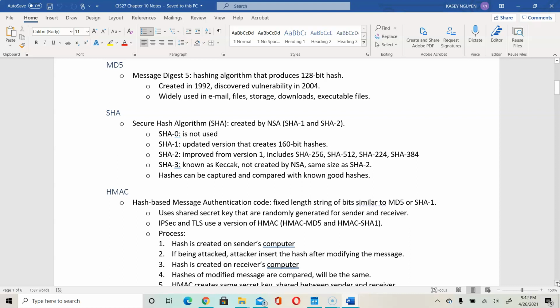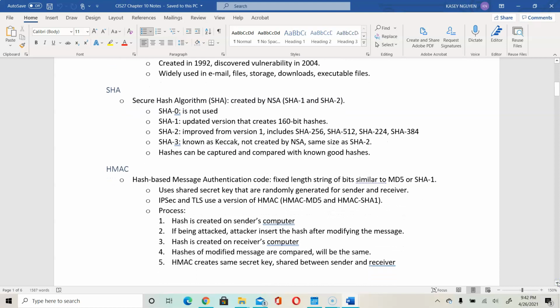So in the process of HMAC, the hash would be generated from the sender system. If somewhere in between the system is being attacked, the attacker would insert the hash after modifying the message. So they would stuff the message with the inserted hash value. And if the hash is created on the receiver system, the modified hash would then be compared on the receiver system. If it's not the same, then we know that the hash has been jeopardized.